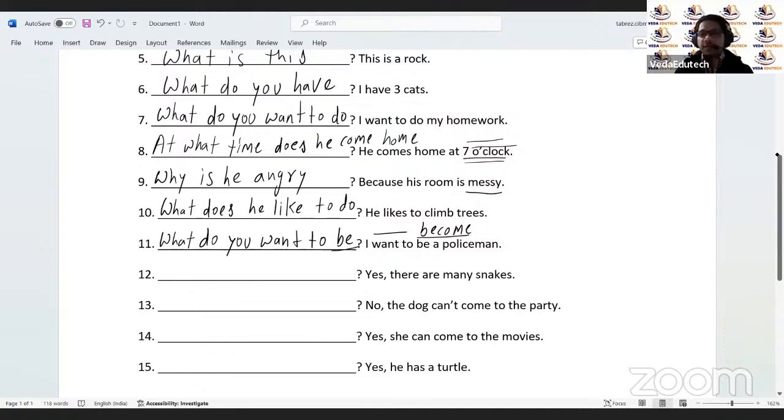All right. Yes, there are many snakes. Okay. What is the possible question? Are there many snakes? Okay. Because there is coming here. This is a sentence without a subject, so we are using there here. So for example, are there many snakes?